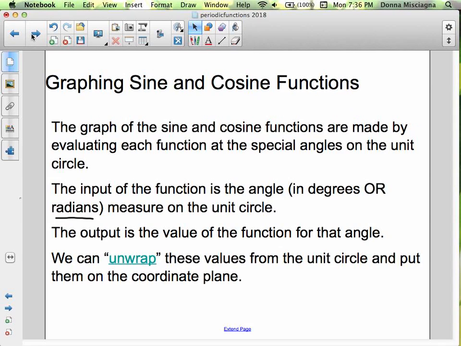All right, so in the next lesson, after I clear off some space, we're going to look at graphing sine and cosine. Bye for now.